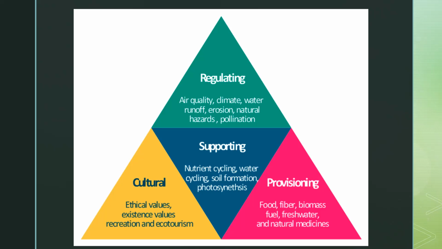There are also ecosystem services that are supportive for our production. It gives us nutrient cycling, water cycling, soil formation, photosynthesis, all the things we need to actually manufacture agricultural products. And finally, ecosystem services are regulating the entire system. It regulates air quality, the climate, our weather, water runoff, erosion, natural disasters, pollination. These are things that just keep the systems running, right?